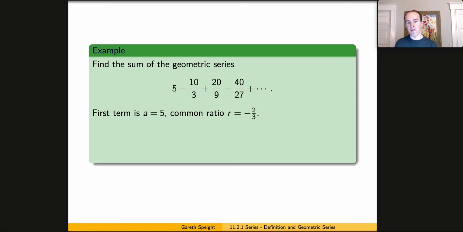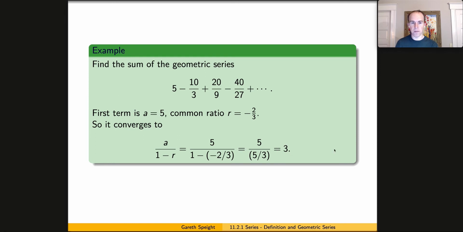Okay, here the first term is 5. What do we have to multiply 5 by to get minus 10 divided by 3? Okay, that's minus 2 divided by 3. Right? If we multiply 5 by minus 2 over 3, we get minus 10 over 3. And then if we double check, so we're saying the ratio is minus 2/3. If we do minus 10 over 3 times minus 2/3, okay, we get 20 over 9, and so on. So this really is the common ratio. Okay, the common ratio is strictly between minus 1 and 1, so our series converges. It converges to a over 1 minus r, which becomes 3. Okay, so it's a pretty typical question.